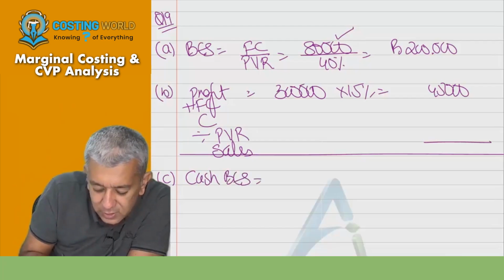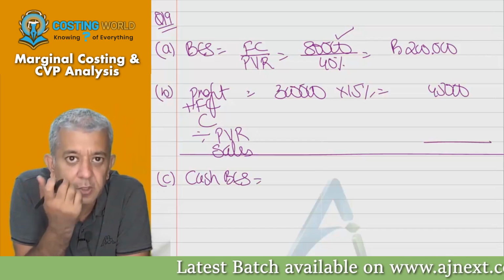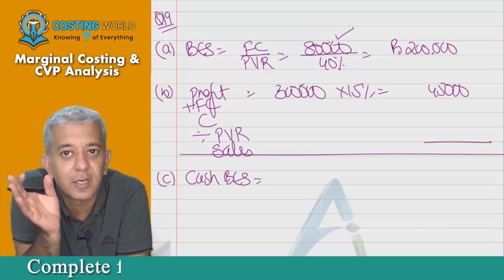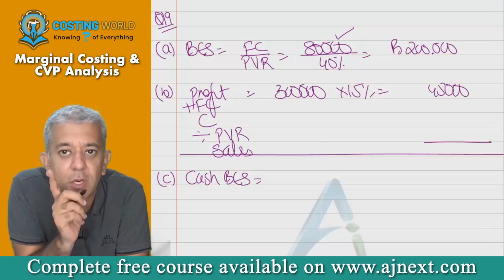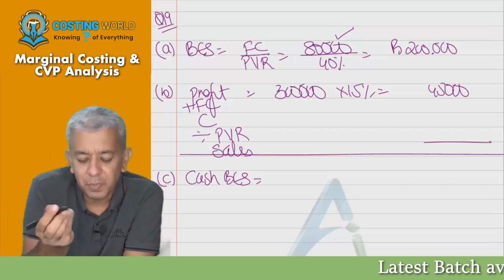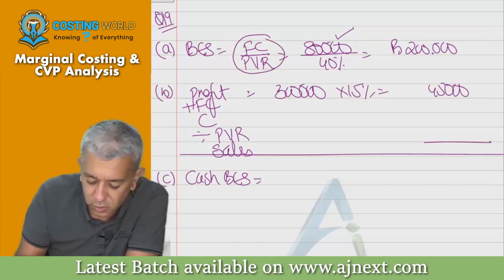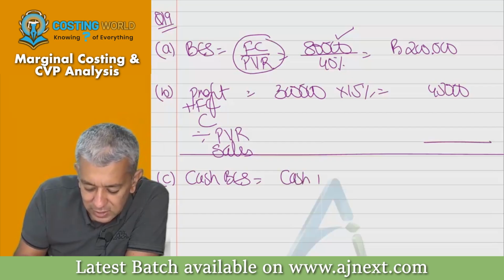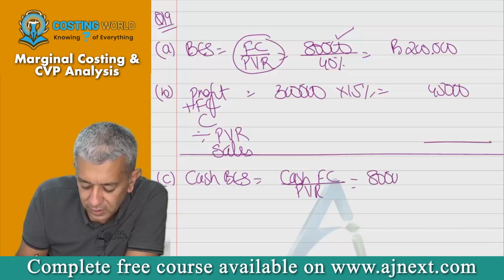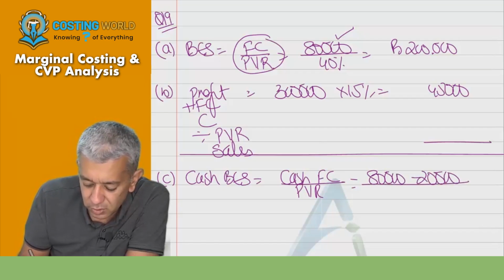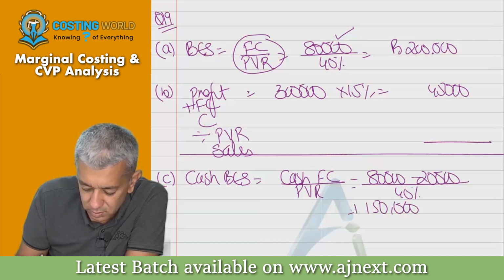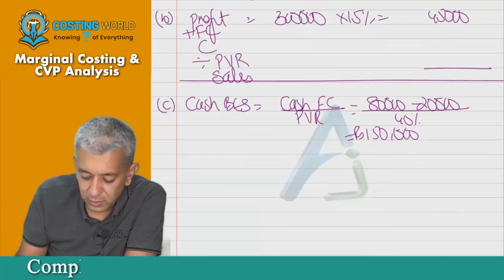Now cash break-even sales will mean what here? Do that much amount of sales so that you earn that much amount of contribution so that all your cash fixed cost gets met. Can I say cash fixed cost will only be 60,000 because out of 80, 20 is depreciation, no? Yes, sir. So in simplest words, if break-even sales is fixed cost upon PV ratio, cash break-even sales is nothing but cash fixed cost upon PV ratio. So out of 80, 20,000 is depreciation, divided by 40%. Rupees 1,50,000.